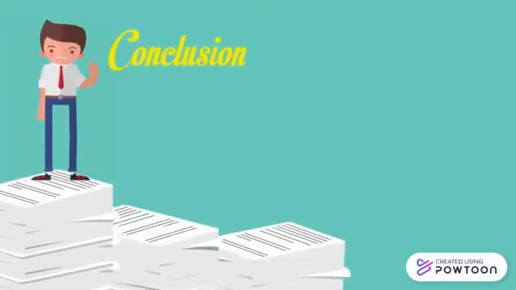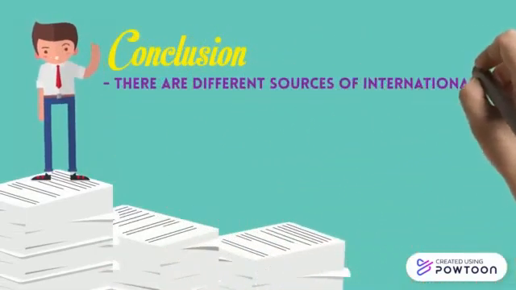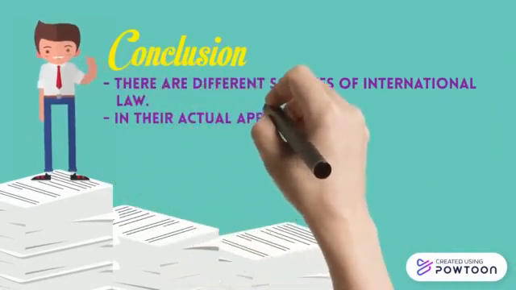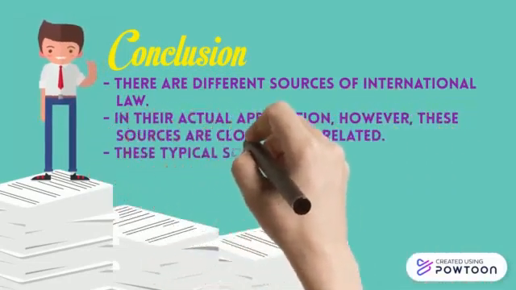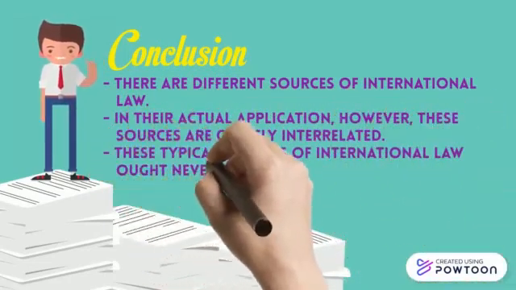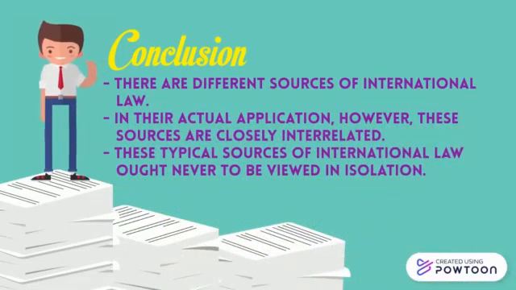So, we would like to conclude here that there are different sources of international law, such as treaties, customary international law, general principles of law, and more. In their actual application, however, these sources are closely interrelated. They often interact by supplementing and replacing each other. Often a rule created in one type of source later emerges in the form of another source. Thus, these typical sources of international law ought never to be viewed in isolation.